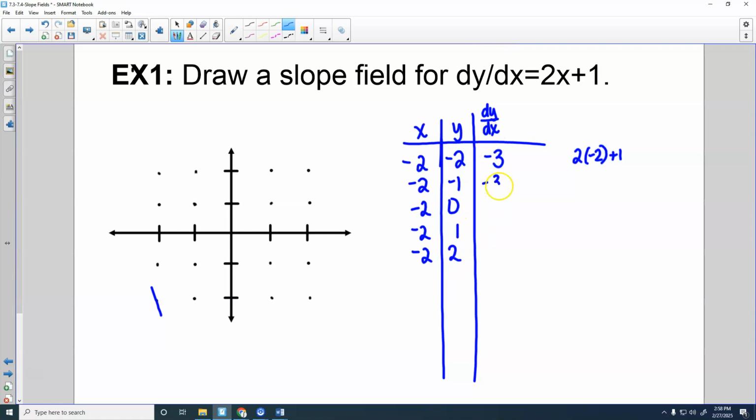All of those points have a slope of -3 because this particular differential equation does not depend on the y, right? There's no y in that formula. So they're all going to look like this. Those are all of those points on that vertical line. So all of them would have the same slope. So we draw them all in with the same steepness.